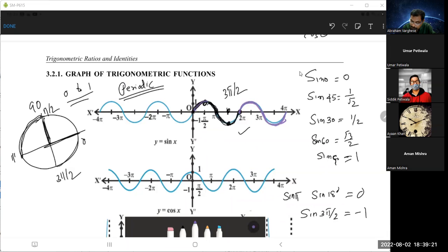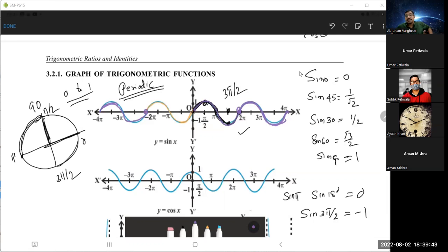The 0 to 2 pi is this, and the 2 pi to 4 pi is the same way, 4 pi to 6 pi, etc. Similarly, on the left side also, you can see the same thing, 0 to minus 2 pi. This is one wave. Same way, it continues from minus 2 pi to minus 4 pi, etc.